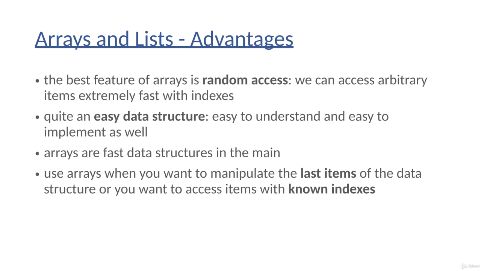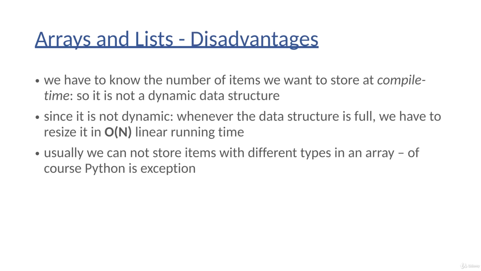So let's summarize the advantages of arrays. The best feature of arrays is the so-called random access, that we can access arbitrary items extremely fast if we know the index. It is quite an easy data structure, easy to understand and easy to implement from scratch. Arrays are considered to be fast data structures, and we have come to the conclusion that the array data structure works extremely fast if we manipulate the last items of the data structure, or when we want to access items with known indices. What about the disadvantages?